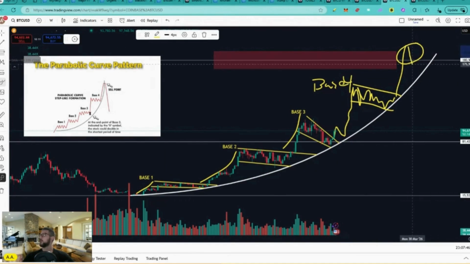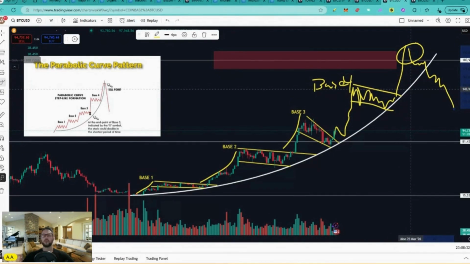After the peak, Bitcoin is going to pull back, break below the parabolic curve pattern that I have here on the chart, and the bear market, the markdown phase, will begin, technically. So this is the bullish case. If this structure continues to play out, we might be on the verge of a major breakout as the curve steepens into base 4 and potentially towards a parabolic peak.